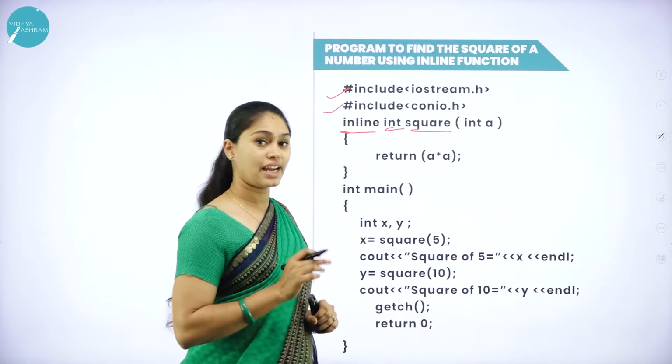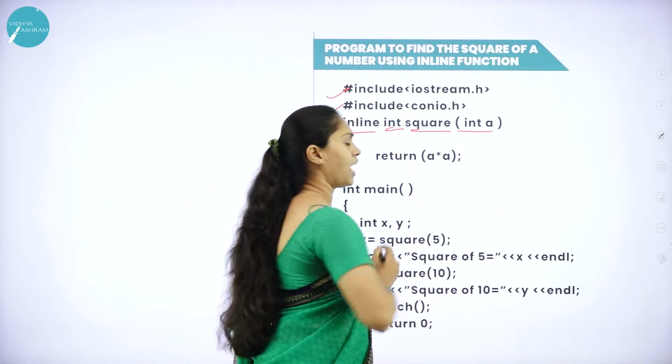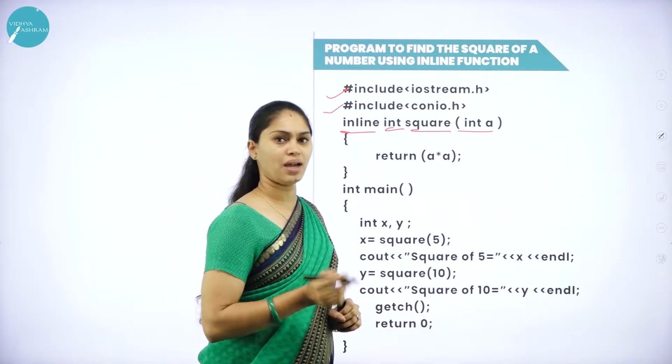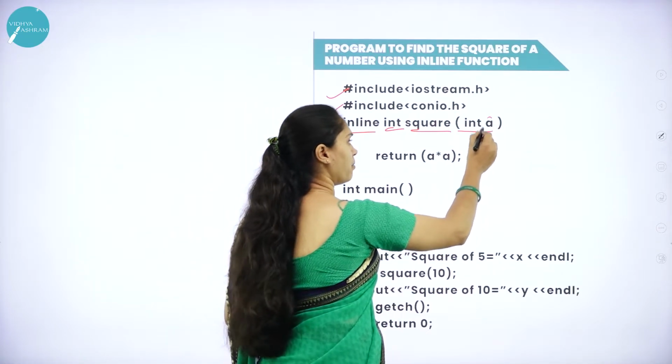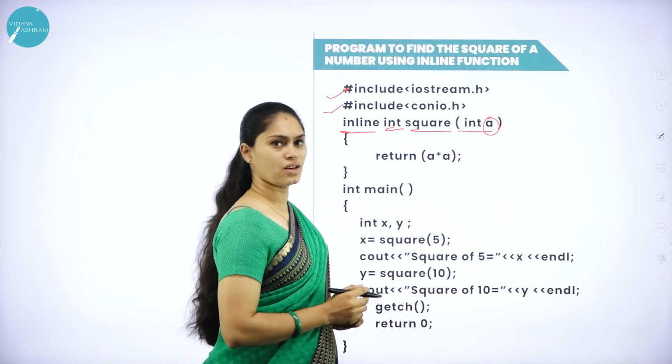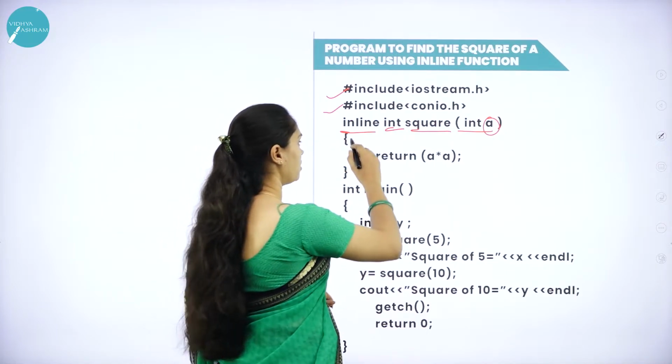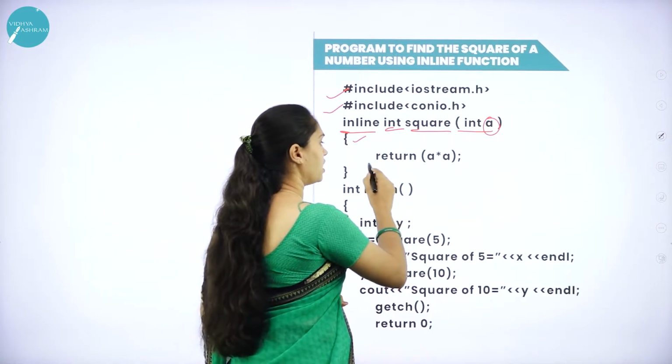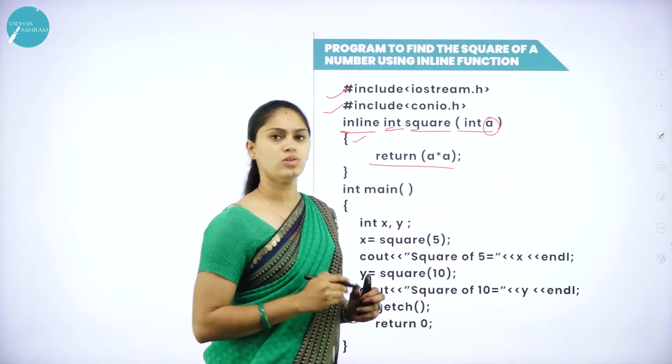Yes, that is int a. What am I sending here? I am sending a parameter of type integer. The argument name is what? A. Okay, and it will come into the inline function. Then it is going to return a into a.